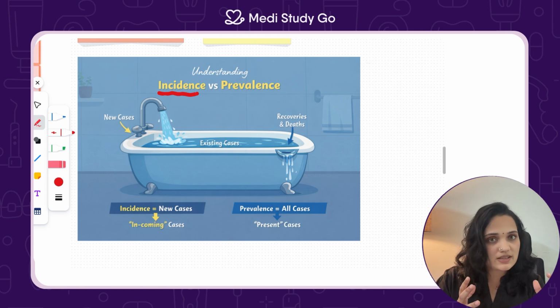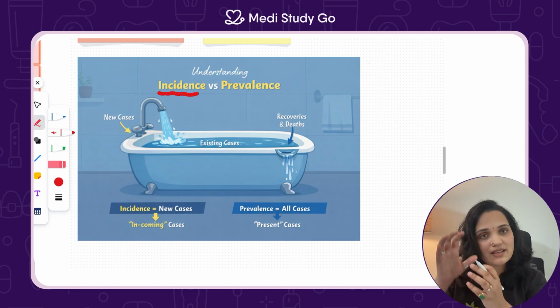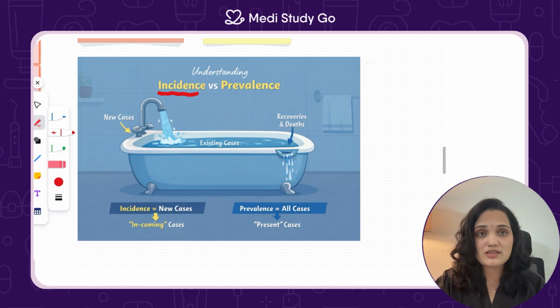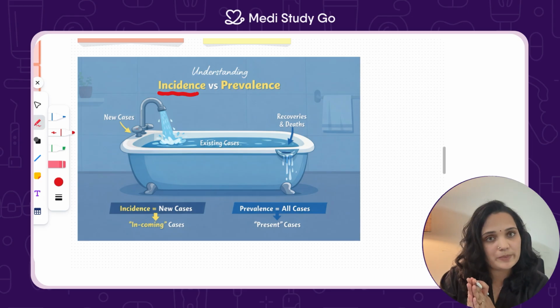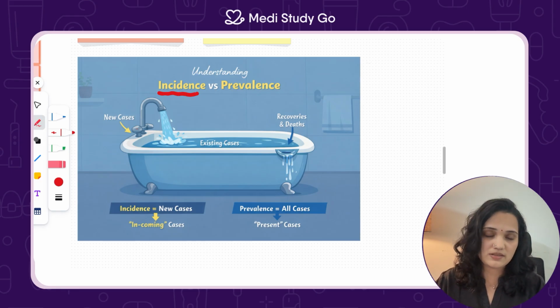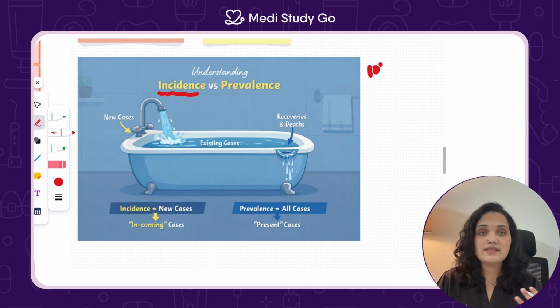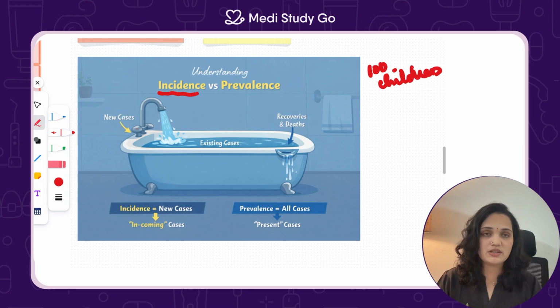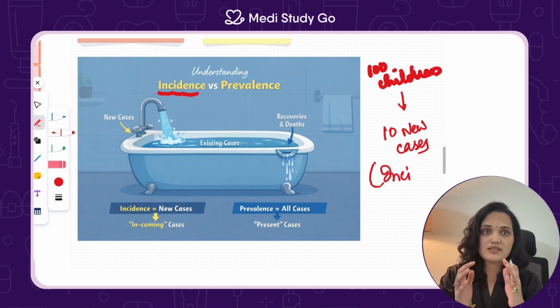So let's try and understand this. Incidence is that tap. It means all the new cases that occur during a specific period of time. And how do we get this? We try and answer the question, how many people newly developed this disease? Let's give an example. Let's say in a school of 100 children, 10 children develop dental caries this year. That 10 is the incidence.